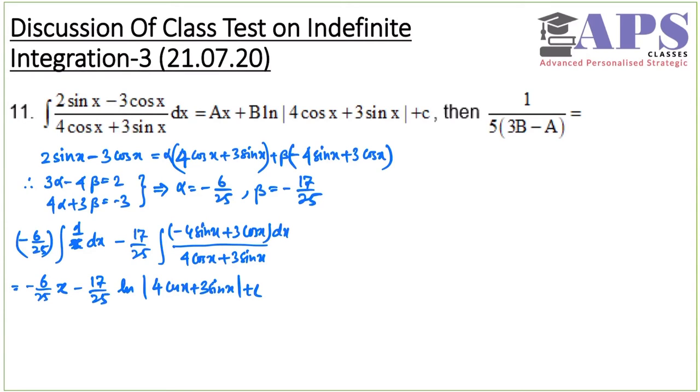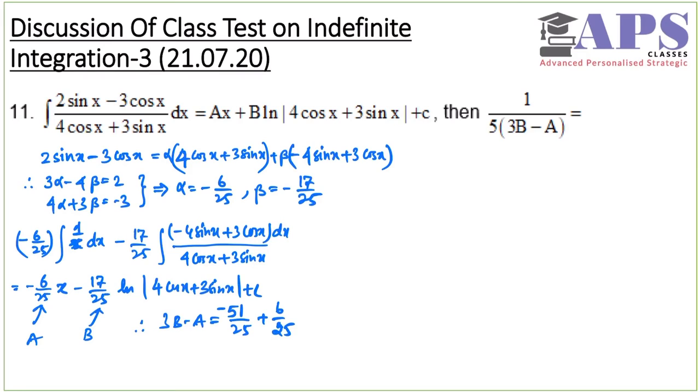So now if I compare it with the given right hand side expression, we get our capital A and capital B, and since I have to find 3b minus a, this is our A and this is our B, therefore 3b minus a is equal to 3b minus a. 3b is 51 minus 25 with a minus sign before it, and minus a will become plus 6 by 25.